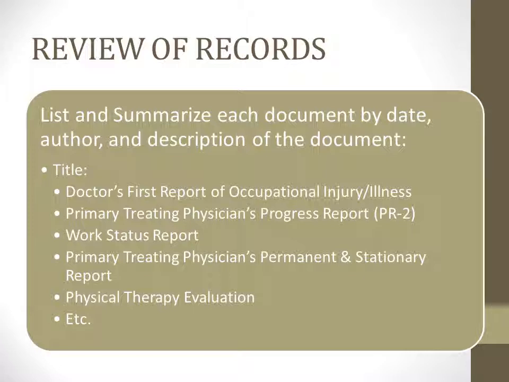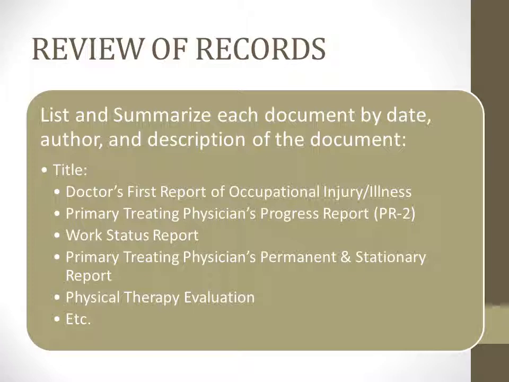There are some documents that are going to be recurring documents that you'll be referring to time and time again. For example, the doctor's first report of occupational injury or illness. You might have 2, 3, or 4 of those to refer to if the injured worker has treated with multiple providers. The primary treating physician's progress report, or the PR2 report. You may have any number of recurring instances of that document.